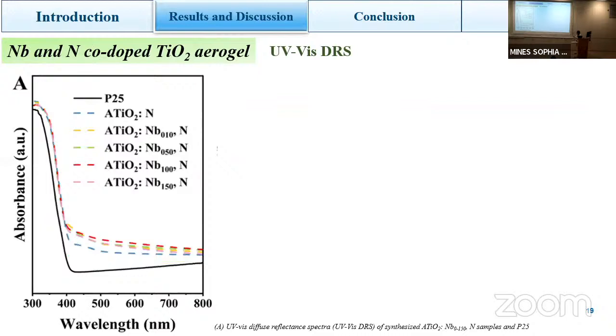And then we use the same UV-Vis to evaluate the niobium-nitrogen co-doped sample.